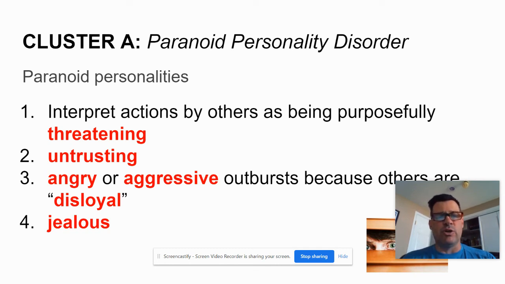You'll have to make sure you remember this. So just run through the four things in your mind, study it, cover it up, and then ask yourself, what are the four things? They think everybody's threatening them. They're untrusting. They get angry or aggressive because they think people are not loyal, and then they're really jealous of others. All right, cool. That's how you study it. That's how you get it done. First one down. Good job.